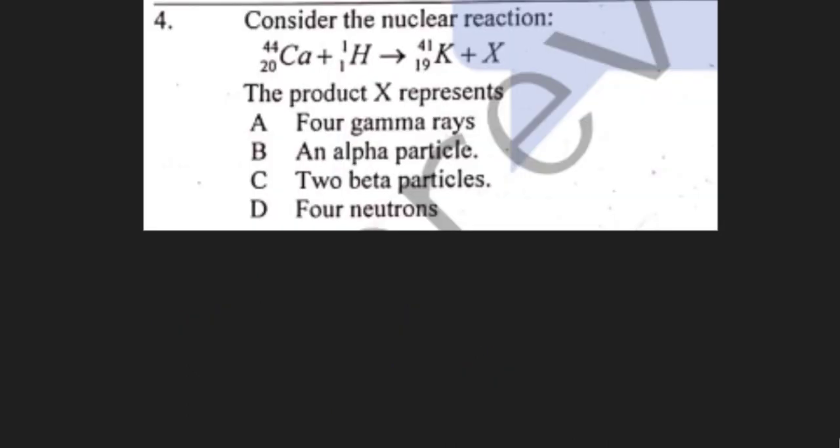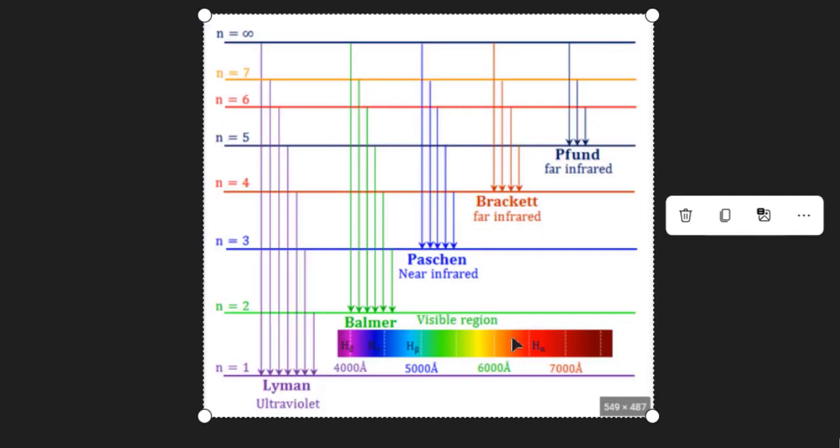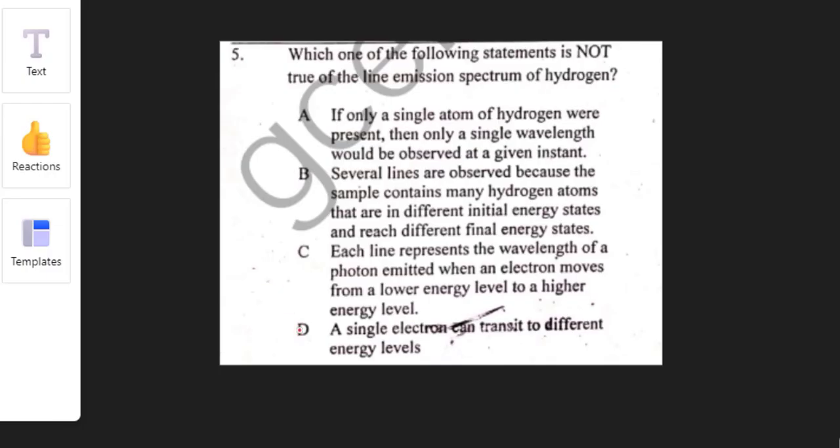Question 4. Consider the nuclear reaction; what does the product X represent? From the balanced equation, we make sure that the mass numbers are the same and the atomic numbers are the same. By balancing, we have 4 and 2. Mass number 4 and atomic number 2 is that of a helium atom, which is equivalent to an alpha particle. So B is the correct answer. Question number 5. Which of the following statements is not true of the line emission spectrum of hydrogen? The hydrogen emission spectrum looks like this, where each electron is confined to a particular energy level. So the only answer which is not true is D, and D becomes the correct option.